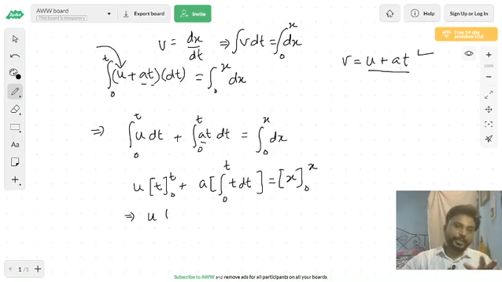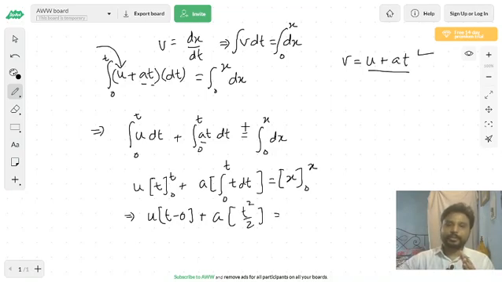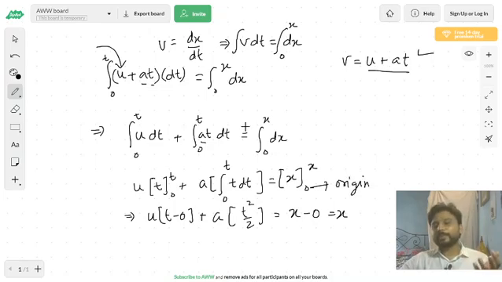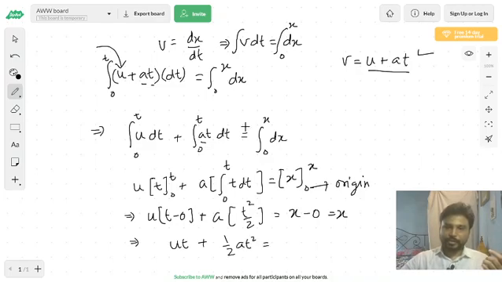Putting the upper limit first, t minus the lower limit, again integration of t dt. This would be the same as integration of x dx, which was x square by 2, so this would be t square upon 2. The position of the particle goes from 0 to x, so this becomes x minus 0, this is x. This is assuming that the particle started from the origin. It is possible that the particle may not have started from the origin, and we would take that case also. So this becomes ut plus half at square is equal to x, which is called the displacement.